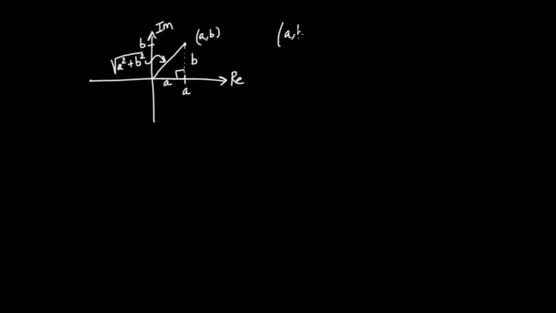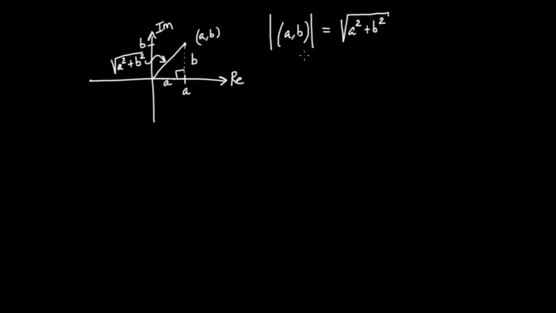So I have some complex number a b, and I'm going to define the magnitude, which is going to be denoted by these absolute value bars. The magnitude of a b is going to be the square root of a squared plus b squared. And again, this is a measurement of how far this complex number is away from the origin.